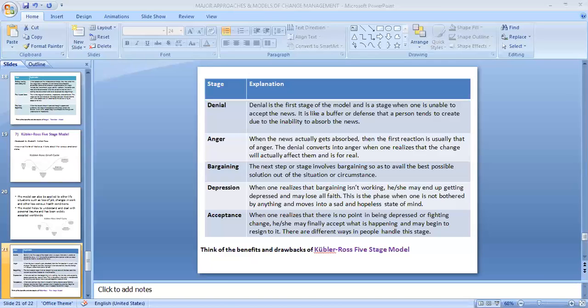There are different ways people handle this stage. While some may begin to explore the options left to make the most of the situation, others may feel that no option is left and may just resign to destiny. Most people accept the change by agreeing with the management: all right, we need to work on this. Even if they don't like it, they would start working on it. That is what is explained through the stage called acceptance. I hope the five stages in the Kubler-Ross model are clear to you.